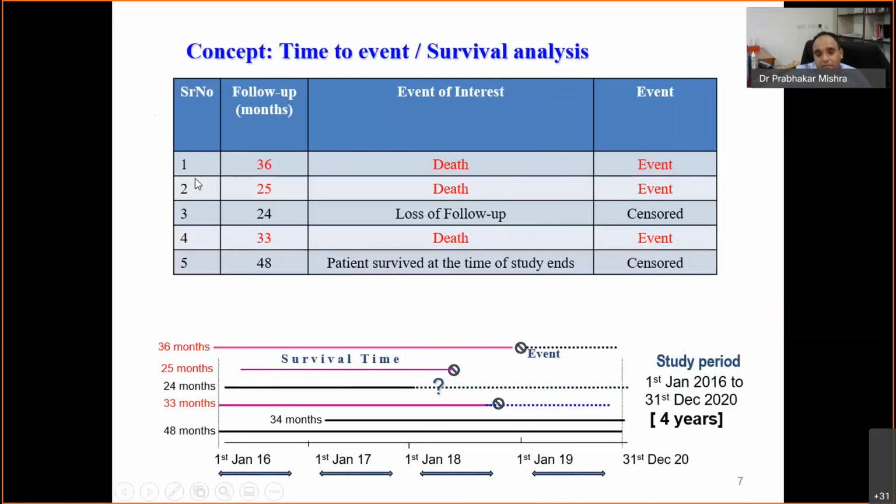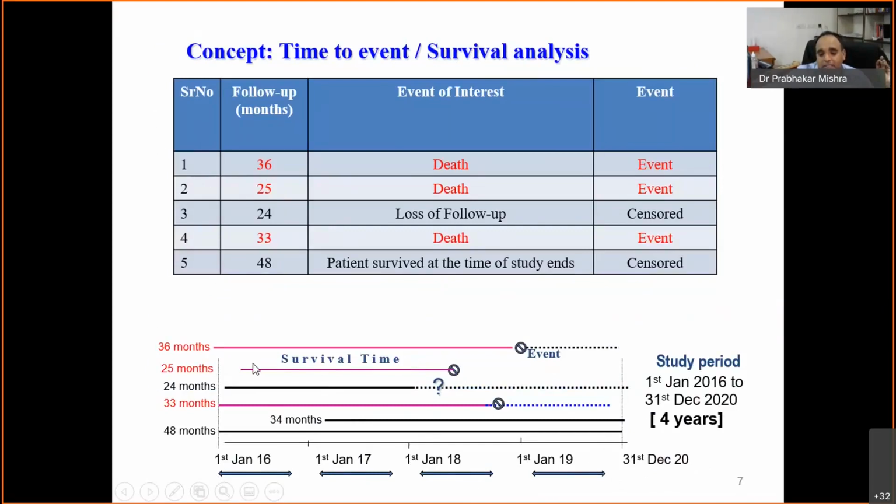First, the patient follow-up is 36 months. Up first you have to see this part. See here, this is the 1st January 2016, and this is the 31st December 2020. So the duration is 4 years.